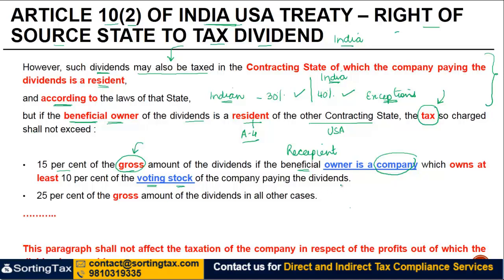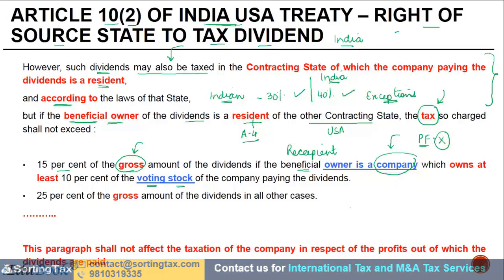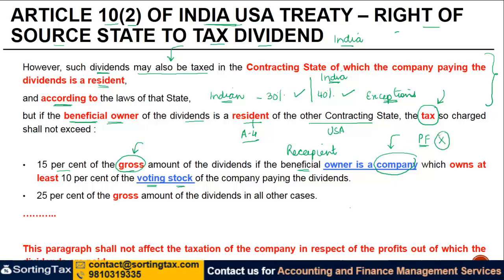Now here the question which comes up is, if the recipient is a partnership firm which is treated as a company as per the laws in the state of residence, will it also be entitled to the benefit over here? And the answer to that is no. Whether or not it is treated as a company as per the local law doesn't make a difference if it is a partnership firm, right?